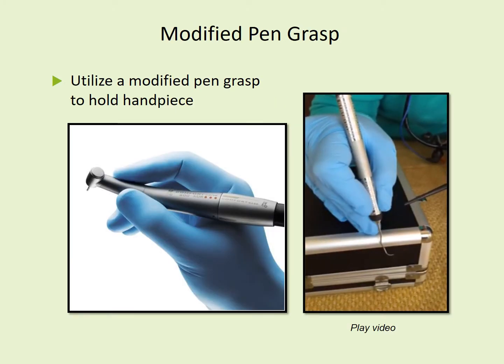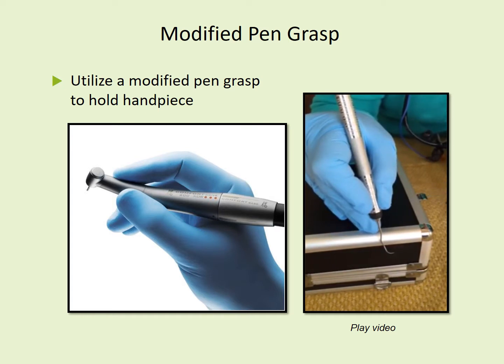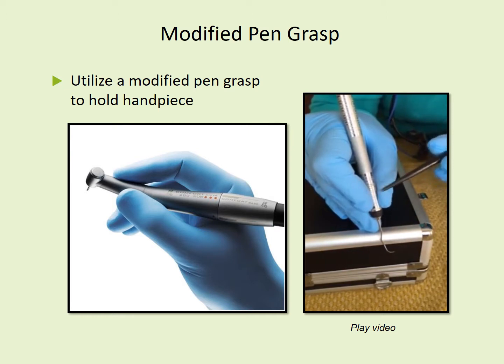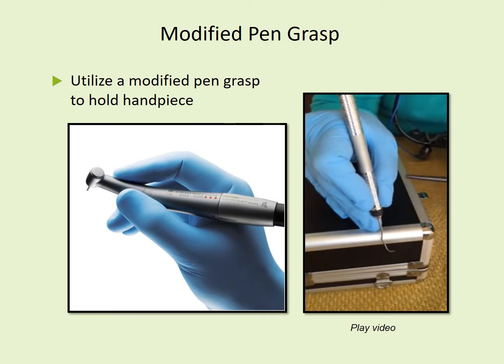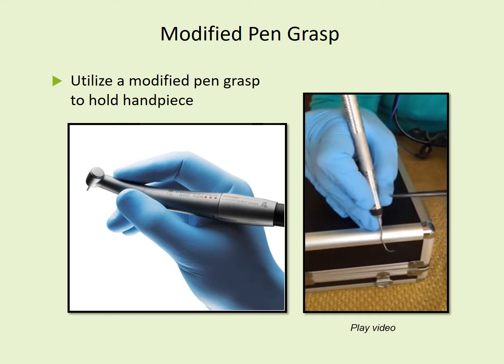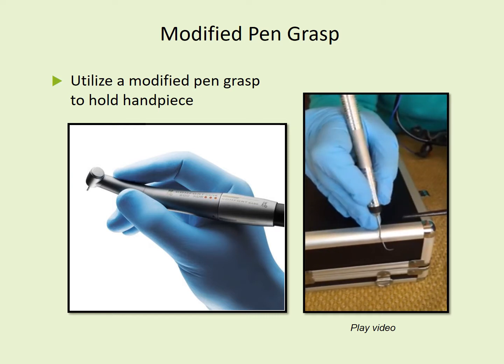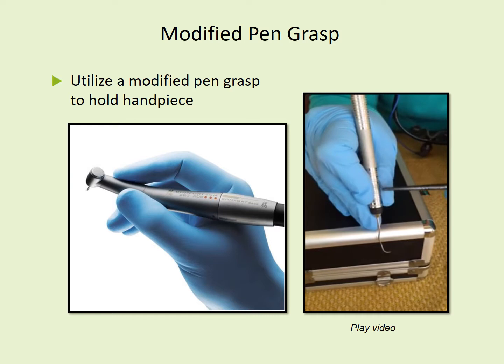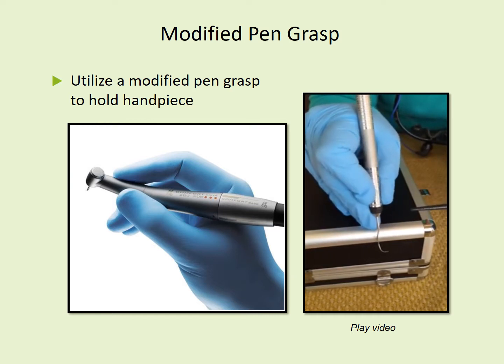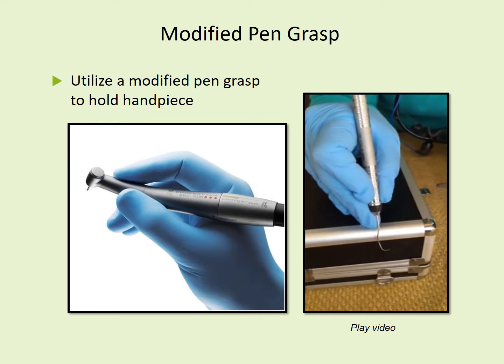Your modified pen grasp is sort of the basics of your instrumentation, so it's important to get it right. What you want to notice is the thumb and the index finger are opposing one another, and there's space in between those. It's not gripped together, but there's space between them. You can see the instrument so that you can roll the instrument when you need to adapt it.